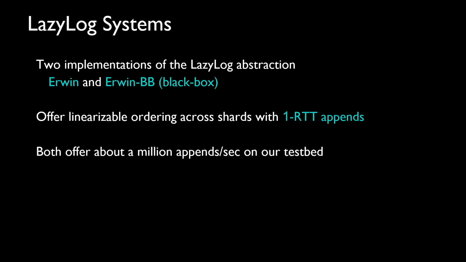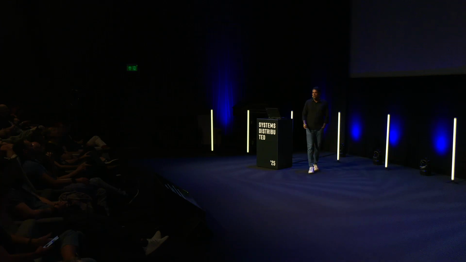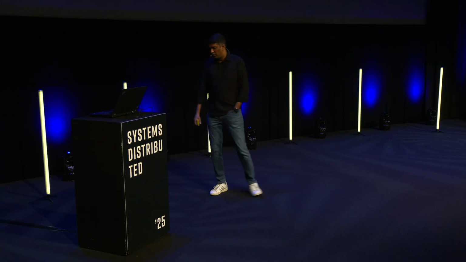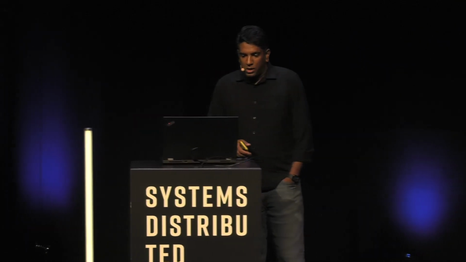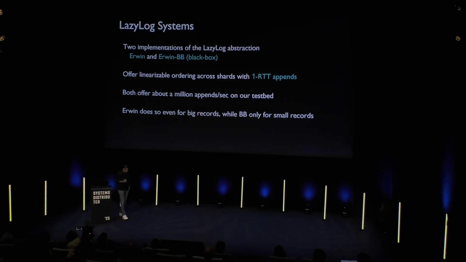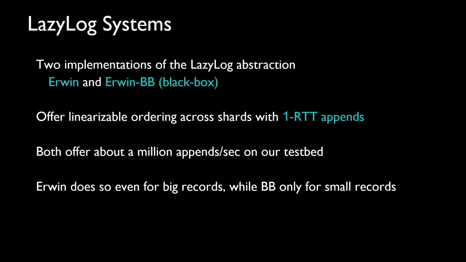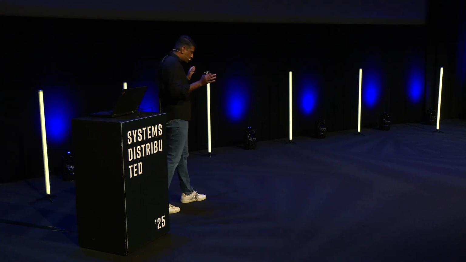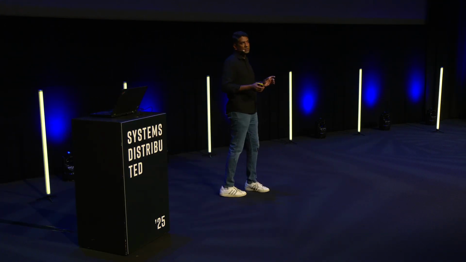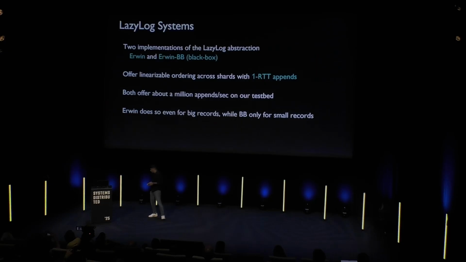And both of these implementations give you about 1 million appends per second in our test bed. But there is no reason to suspect that this wouldn't perform on other test beds. The reason we built these two versions is that Erwin can work with big payloads, right? You can write a large message, and you can still get the same throughput. But the black box version cannot give you sustained very high throughput for large payloads, but it can do so for small records, which is a very popular workload for applications like WhatsApp.